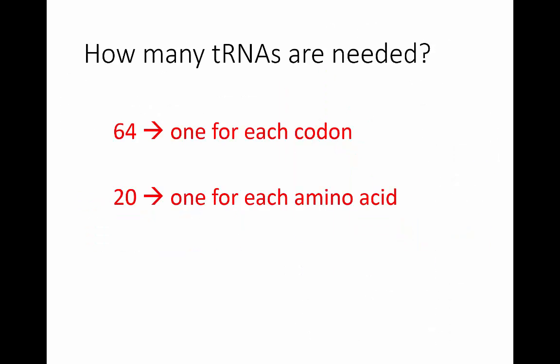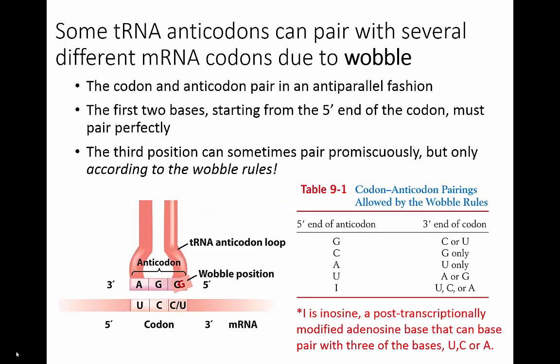The last thing I'd like to address in this video are the number of transfer RNAs that are needed. And so there are 2 numbers here. There's the 64 different codons and there's 20 different amino acids. Now, it turns out that the number of different transfer RNAs that are needed is actually somewhere in between these 2 numbers. So we do definitely need a transfer RNA to bind to each and every codon. However, it turns out that some transfer RNAs can bind to multiple different codons. This is actually due to something called Wobble.